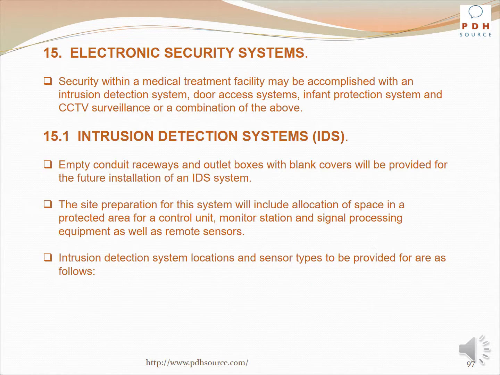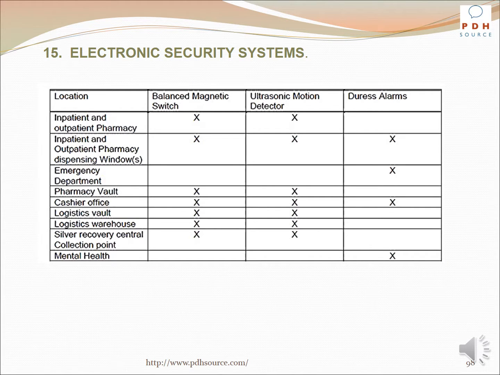With regard to electronic security features, security within a medical treatment facility may be accomplished with an intrusion detection system, door access systems, infant protection system, and CCTV surveillance, or a combination of the above. With regard to intrusion detection systems, IDS, empty conduit raceways and outlet boxes with blank covers will be provided for the future installation of an IDS. The site preparation for the system will include allocation of space in a protected area for a control unit, monitor station, and signal processing equipment, as well as remote sensors. Intrusion detection system locations and sensor types to be provided for are as follows, and they are indicated on the table on this slide.